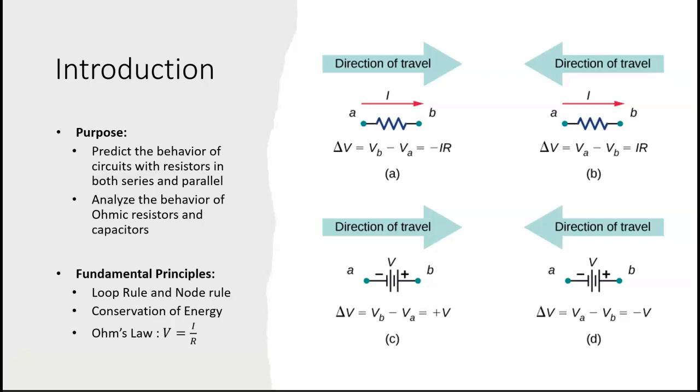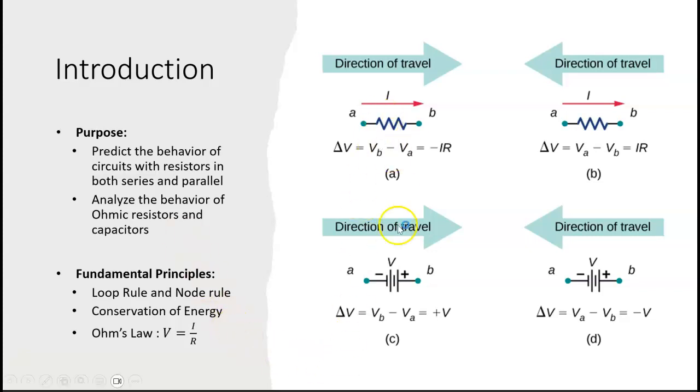The loop rule says that as you traverse or travel around a circuit, the overall differences in the voltage or the potential difference ends up being zero. And the node rule stems from the conservation of charge, that a wire that splits into two will have the same amount of electrons flowing through it. The conservation of energy and Ohm's law, which states that voltage is I times R, where I is the current in amperes and R is the resistance in ohms.